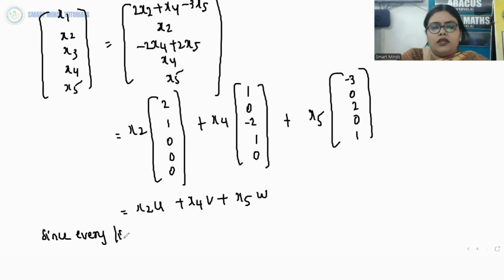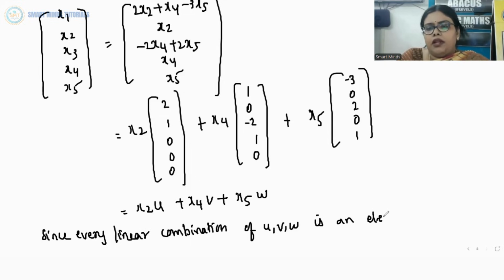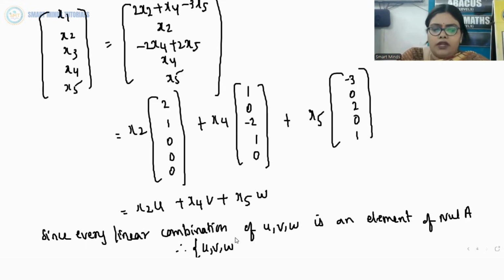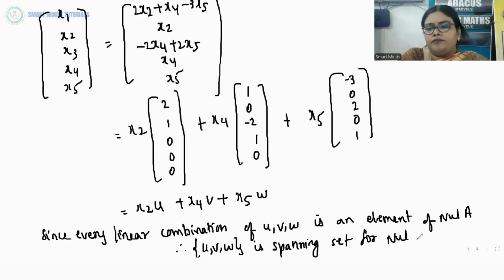Since every linear combination of U, V, W is an element of null A, therefore, in flower brackets, you write U, V, W is a spanning set for null A. Understood?